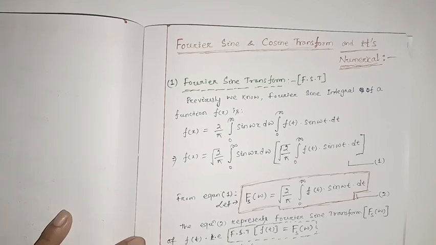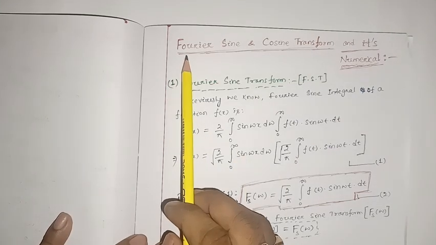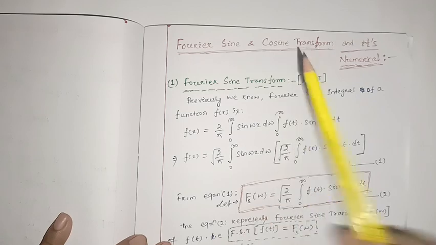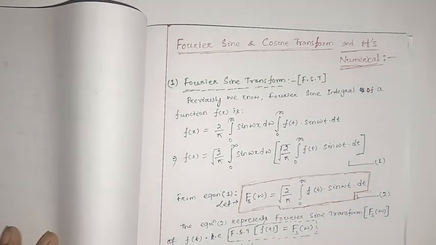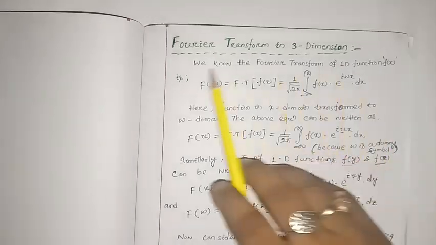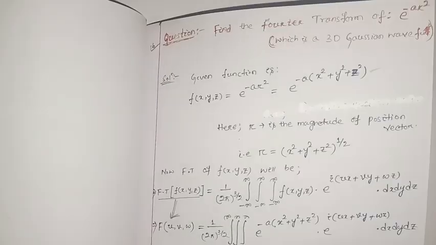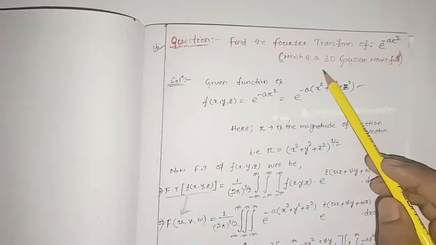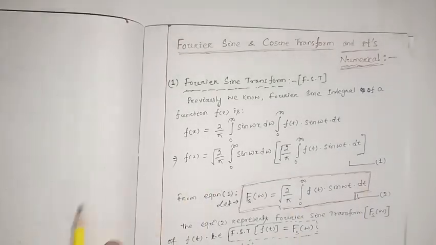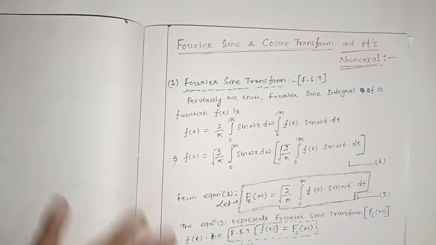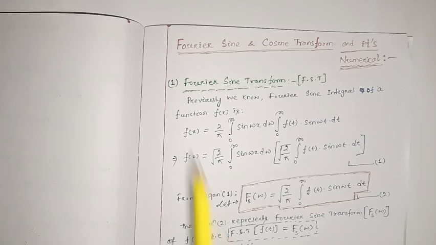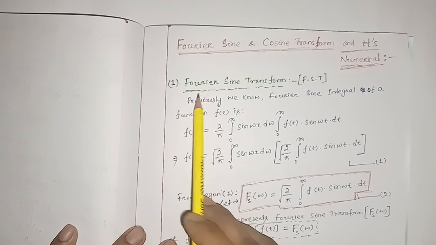Okay, hello everyone. In this video, we are going to discuss Fourier sine and cosine transform and its corresponding numerical. Last class, we discussed in detail about Fourier transform in 3 dimensions and Fourier transform of 3D Gaussian wave function. In this class, we are going to discuss Fourier sine and cosine transform. First, we are going to start with the Fourier sine transform.